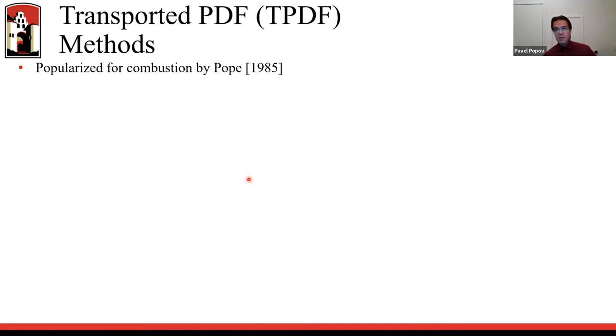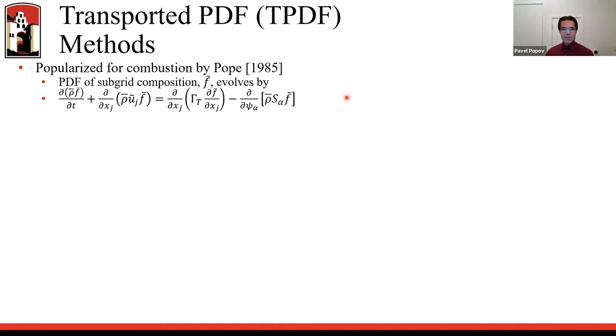And PDF methods, different people will tell you different things, but I generally classify them into two types: transported PDF methods and assumed PDF methods. So transported PDF methods, their use in combustion was popularized by Stephen Pope in his 1985 paper. And in transported PDF methods, the probability density function of the subgrid composition evolves by an appropriate Fokker-Planck equation.